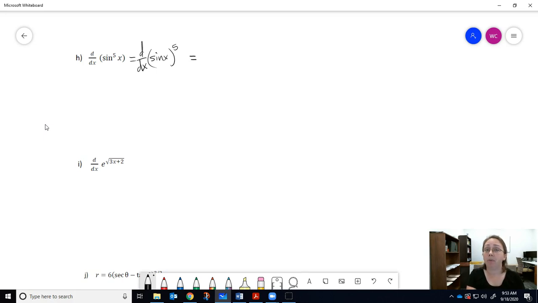The derivative of the power, the outside function, power comes down. Inside stays the same. What's your new power? 4. Times, now we need the derivative of the inside. What's the derivative of sine?